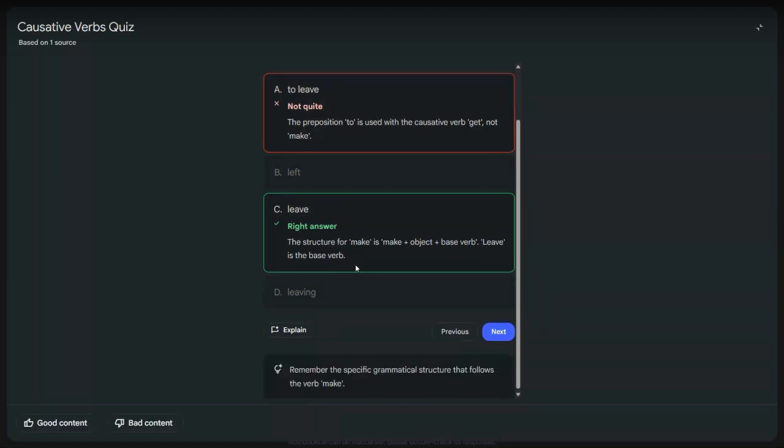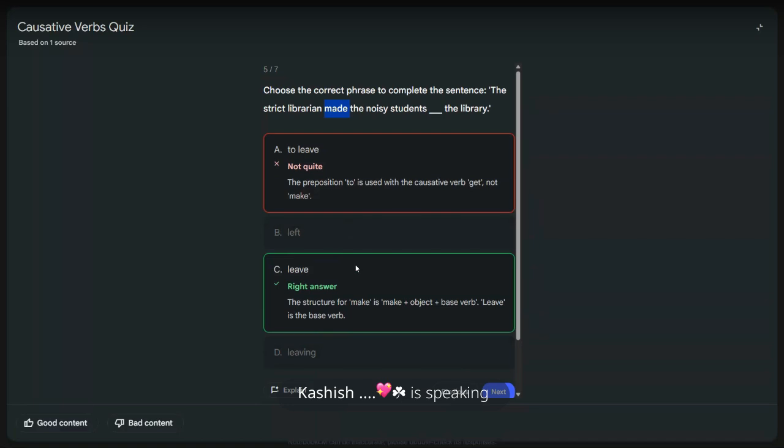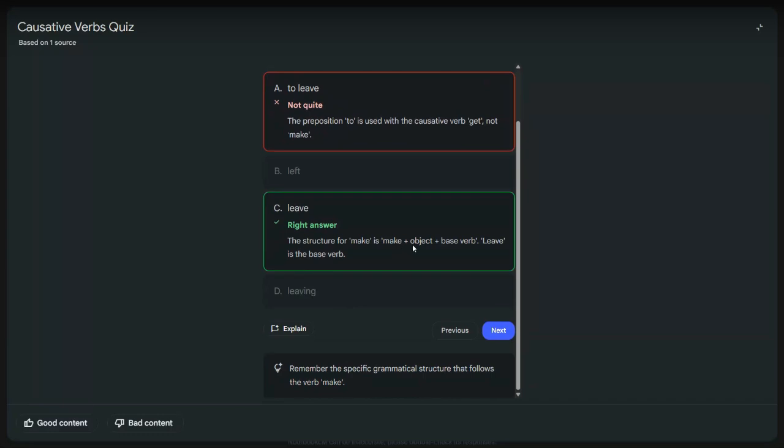Wait. You use to for get. Wait, wait. Maybe I missed something. Okay, sorry. It was for get, and have, make. Okay, the make was the first one. Sorry, my mistake. So here it's C. The structure of make is make plus object plus verb. My mistake here. This one is C.